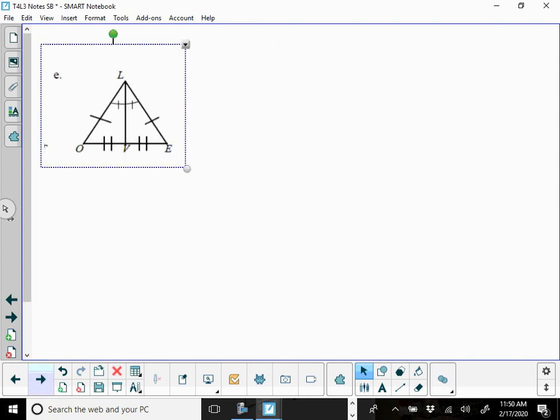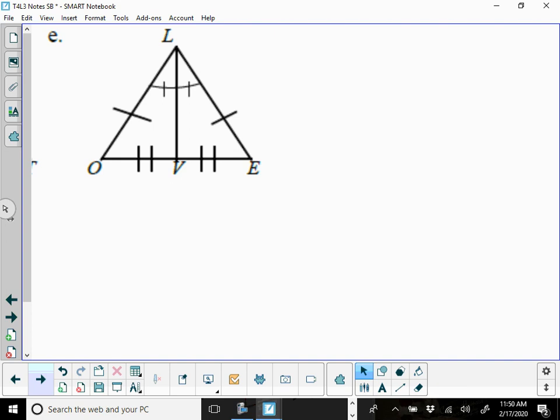And letter E. Okay, so reflexive property right here, we know that this side is congruent to itself. The first thing I'm going to look at is, look, I already have three sides, y'all. So I do in fact have side, side, side. Now, you only have to have one way to prove them congruent. I'm going to show you all the ways that are possible here.